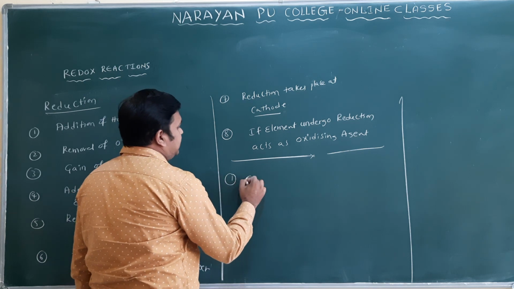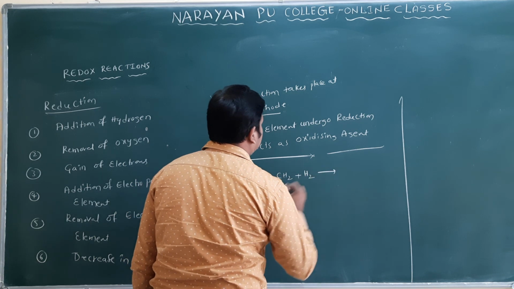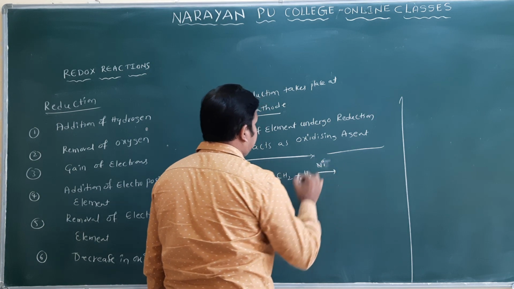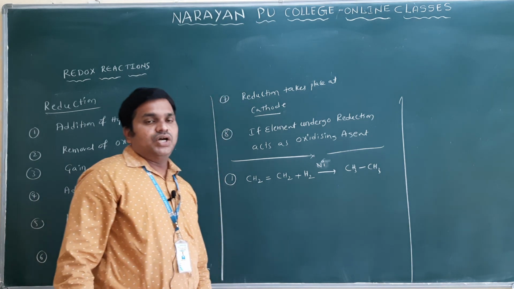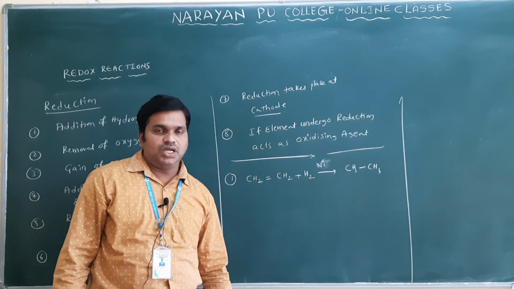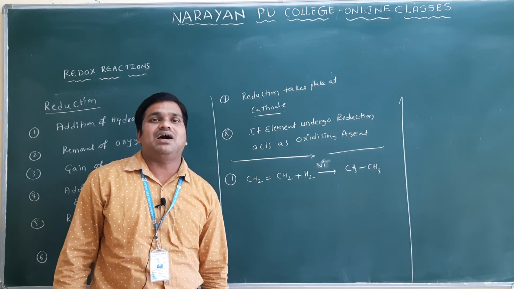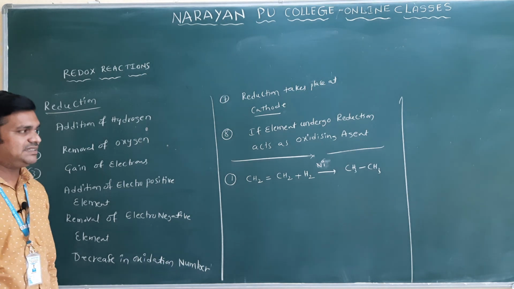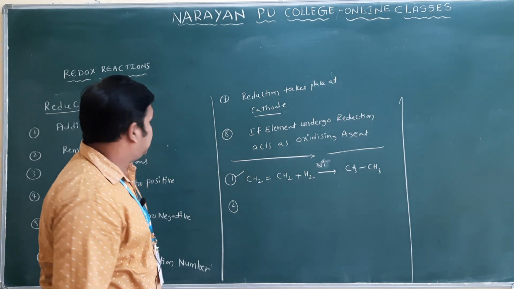So we can write one example here, CH2 double bond CH2 plus H2. In presence of a catalyst like Ni, or you can directly add in presence of a metal catalyst, then what you will get here? CH3 and CH3 only. So CH2 double bond CH2 we are calling an alkene. Addition of hydrogen to an alkene forms an alkane. In this process, addition of hydrogen takes place. So this example is reduction only.